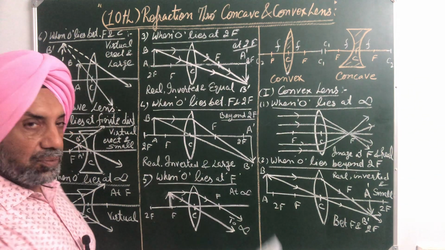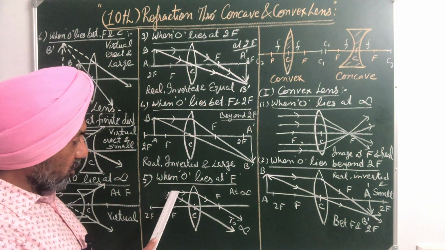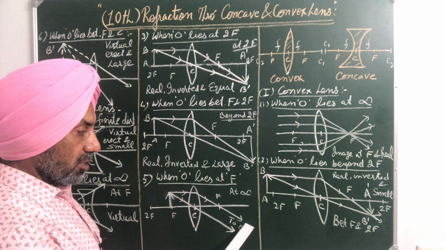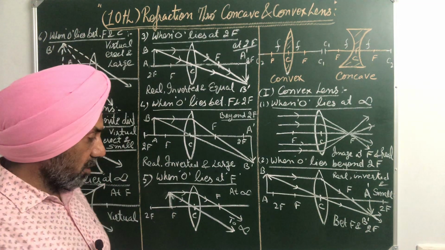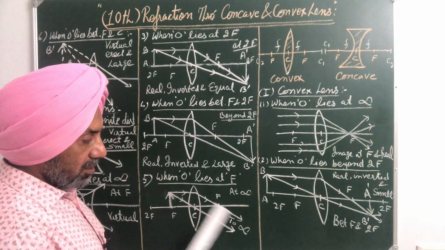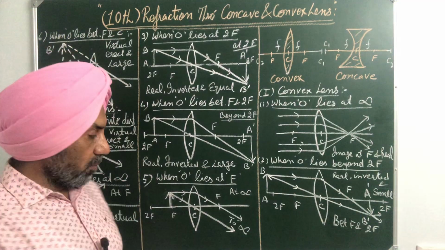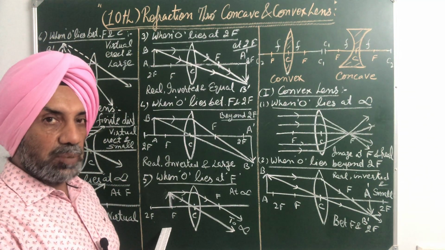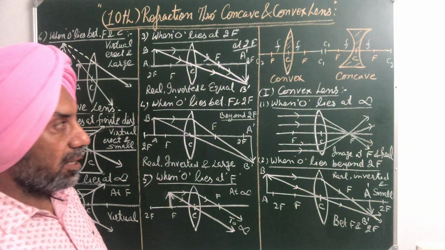When the object lies at F, that is, at the principal focus in front of the convex lens, the ray which goes parallel passes through the principal focus after refraction. Another ray which passes through the optical center goes undeviated. So these rays go to infinity, which means the image will be at infinity. So when the object lies at the principal focus, the image will be at infinity.